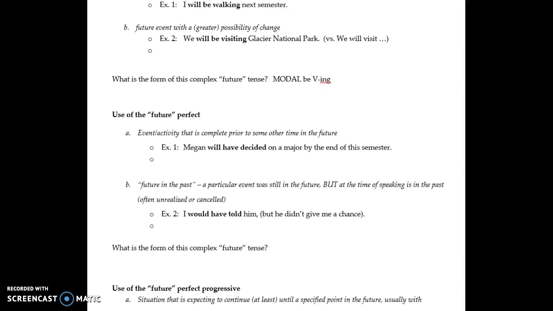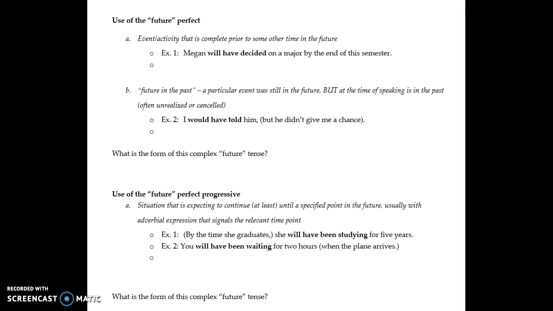Moving on to the future perfect, there are two uses that I've identified in this handout. We use the future perfect to express an event or an activity that is complete prior to some other time in the future. For instance, Megan will have decided on a major by the end of this semester. So the end of the semester is still in the future, but we're saying that the deciding on a major is going to be complete by that time in the future.